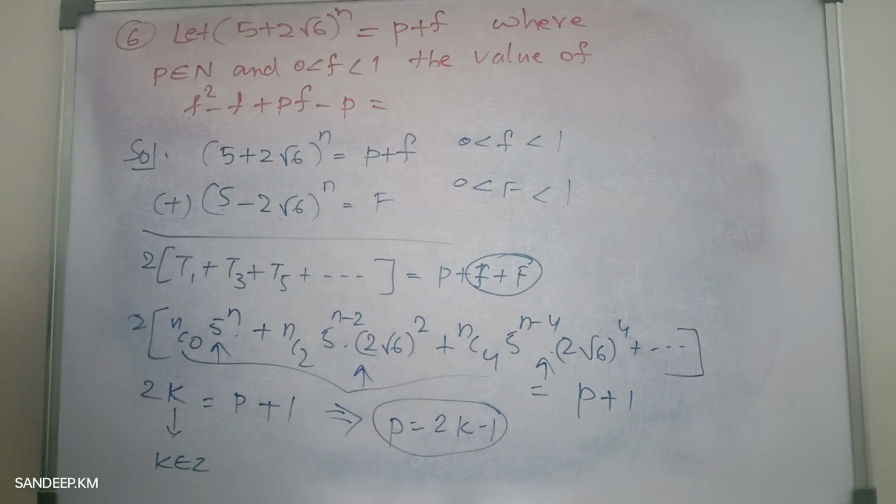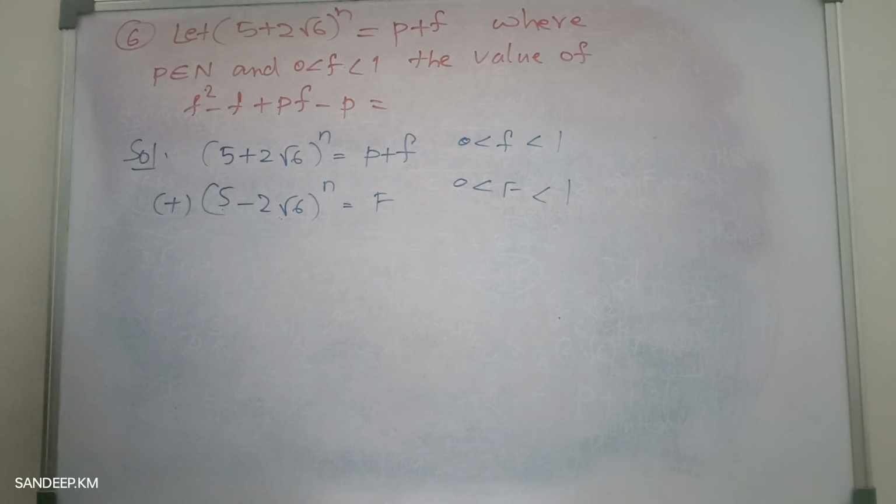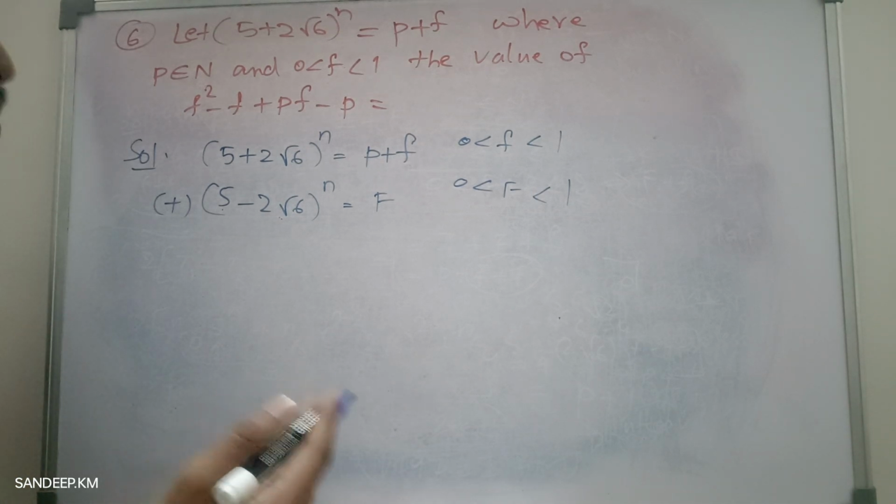Okay, fine. p is an odd integer, but they are not asking about the value of p. You just understand that p is an odd integer. Okay, fine. Next, p is an odd integer, but that is not what they are asking. Then what to do in this particular question?